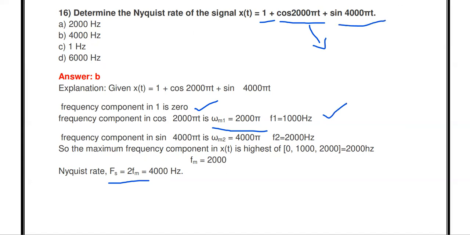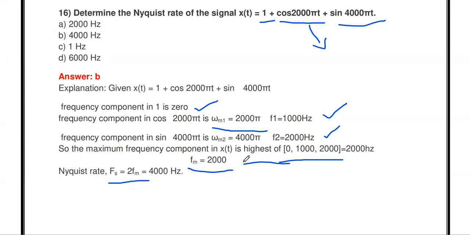Similarly, you compare the third term, sine 4000 pi t. For the frequency component of sine 4000 pi t, you compare it with the standard sine signal. So omega m2 equals 4000 pi. So f2 equals 2000 hertz. Okay, so we calculated that the first component frequency is 0, the second component frequency is 1000, and the third component frequency is 2000. Out of these three, we have to find which one is highest. So 0, 1000, 2000. Which one is the highest frequency? 2000 hertz.